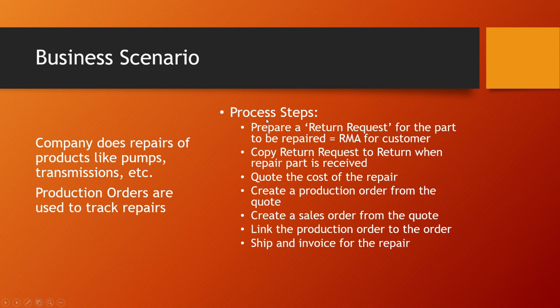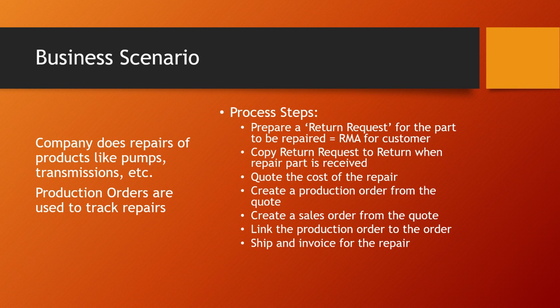And so the steps that I'm following here is I'm going to have a return request for the part to be repaired. That's the RMA that you're going to give to the customer so that he's going to send you the pump in this instance. Then when we actually get the product into our plant, we're going to go in and do a copy return request to the return, and then the return itself is going to put the item into inventory.